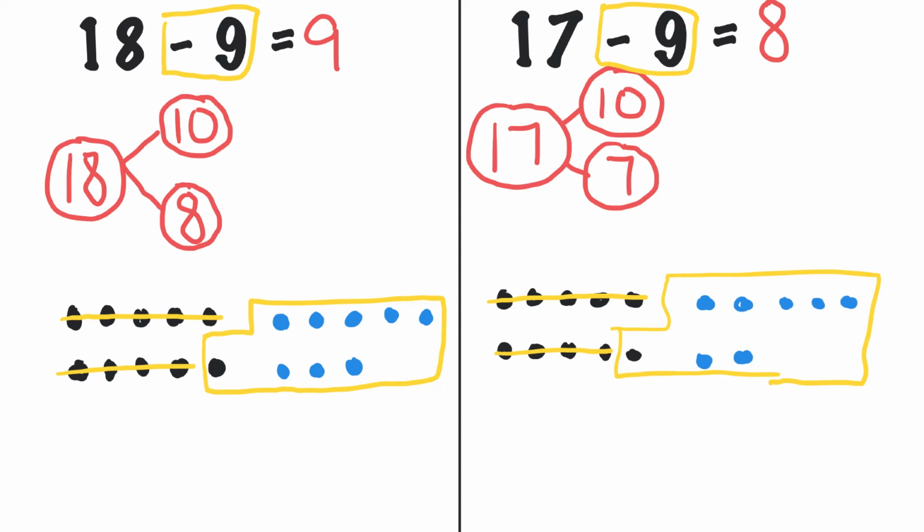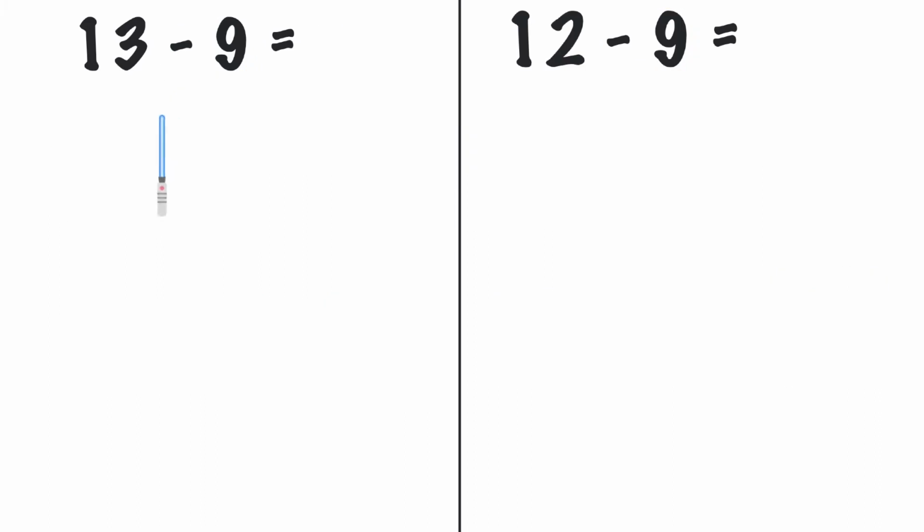All right, go ahead and erase your whiteboard or go to a blank spot on your paper and let's take a look at another problem. All right, so our next problem is I'm going to be doing 13 minus 9 equals. You are going to be doing 12 minus 9 equals. Follow along, do your problem as I'm doing mine over here.